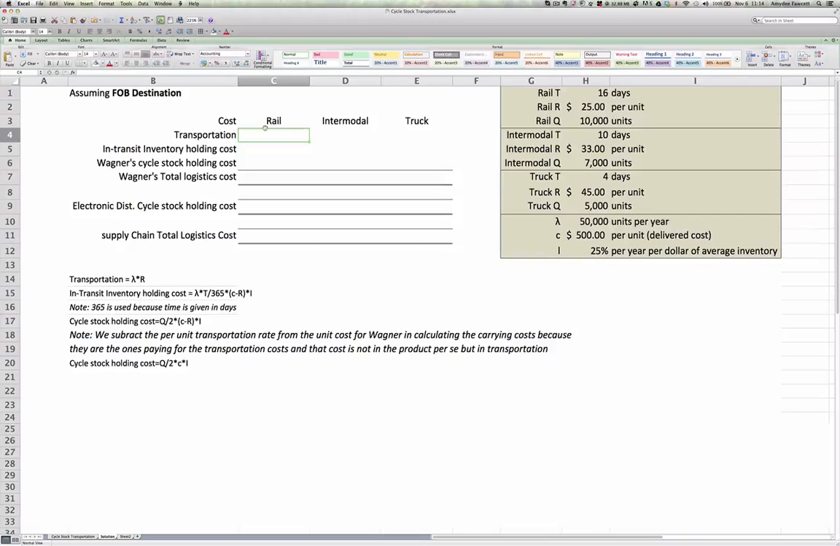Clearly, it is relatively easy to figure out what total transportation costs will be for the different modes. We simply have to realize that these transportation costs are simply the annual shipping volume, which is the annual demand volume, or lambda, multiplied by the corresponding rates. So for rail, the rate is $25 per unit. Likewise, for intermodal, it is total shipping volume times the intermodal rate of $33 per unit. It's a little more expensive because we use more expensive transportation modes along the way. And then finally, truck will have the annual volume multiplied by the truck rate of $45 per unit. So this is relatively straightforward.